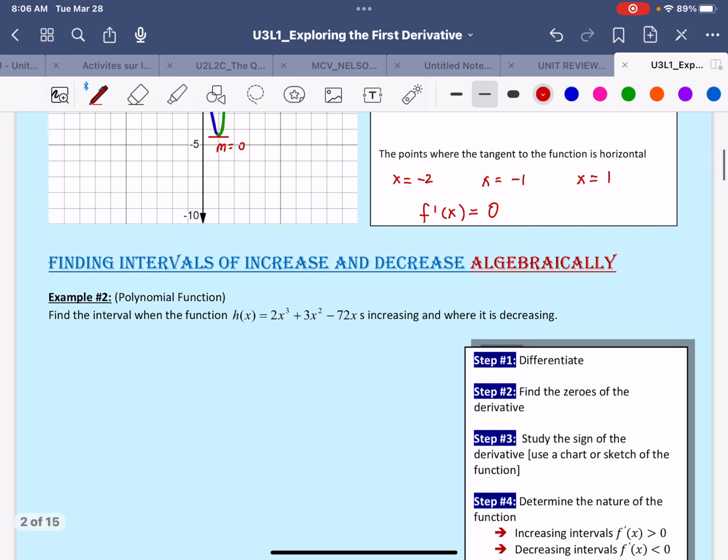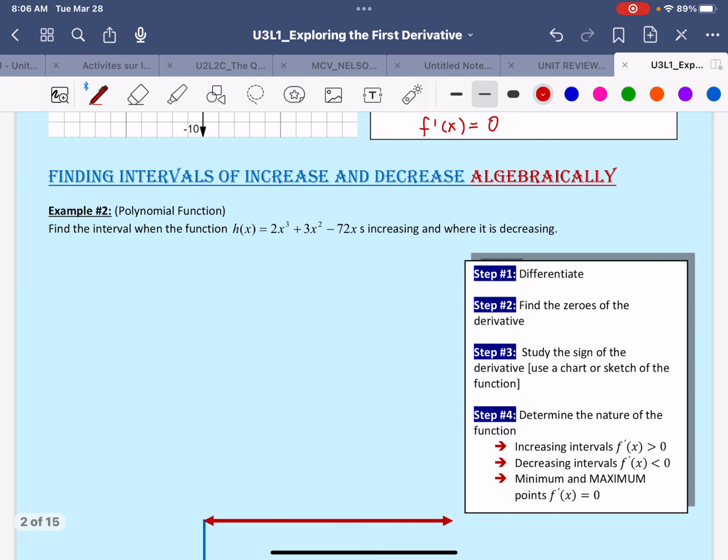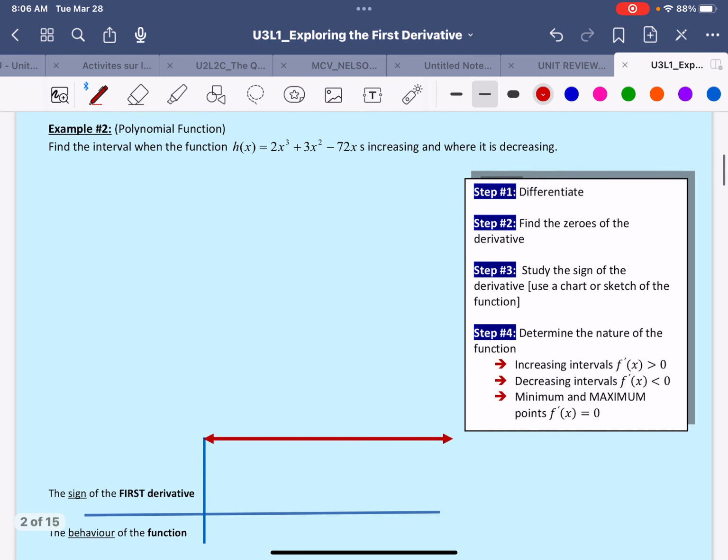In the next section of the lesson, we will discuss how to find the intervals of increase and decrease algebraically. In this example, we have a function h of x equals 2x cubed plus 3x squared minus 72x, and we need to determine the intervals where the function is increasing or decreasing. Knowing that a function is increasing when the derivative is positive, we're going to say that increasing intervals will be wherever h prime is positive, and decreasing intervals will be wherever h prime is negative.